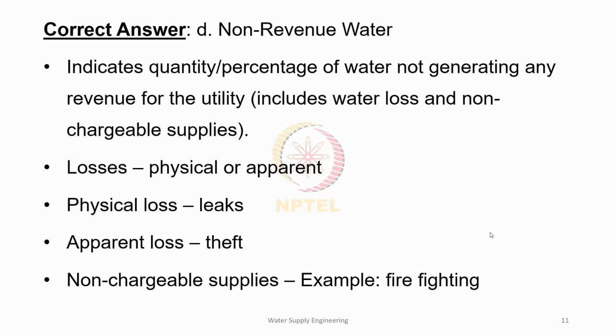All right. So the next category in non-revenue water is non-chargeable supplies. Non-chargeable supply is the supply of water where we are not charging. We are actually supplying water. It is not a kind of loss, but we are not able to charge for it. For example, in the case of firefighting, we need a huge amount of water, but we are not authorized to charge for the amount of water that we use for firefighting. That kind of thing comes under non-chargeable supplies.